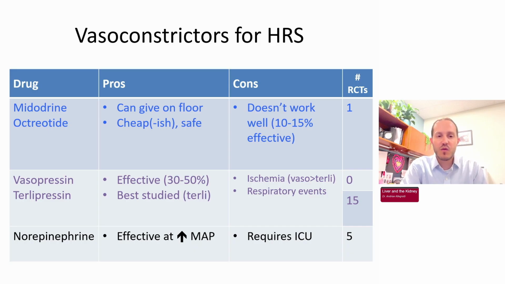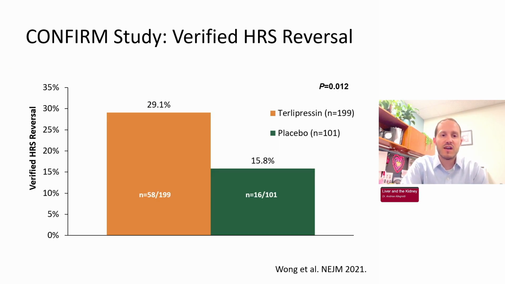And in fact, in the one trial, it was compared directly to terlipressin. That trial was actually stopped early because midodrine and octreotide was inferior at reversing hepatorenal syndrome compared to terlipressin. Terlipressin is an analog of vasopressin that has a lysine side chain attached to it, so it is a little bit longer lasting and thus can be given as a bolus. But it does have some serious side effects, which we'll go over, and thus should be used with a little more scrutiny than midodrine and octreotide.